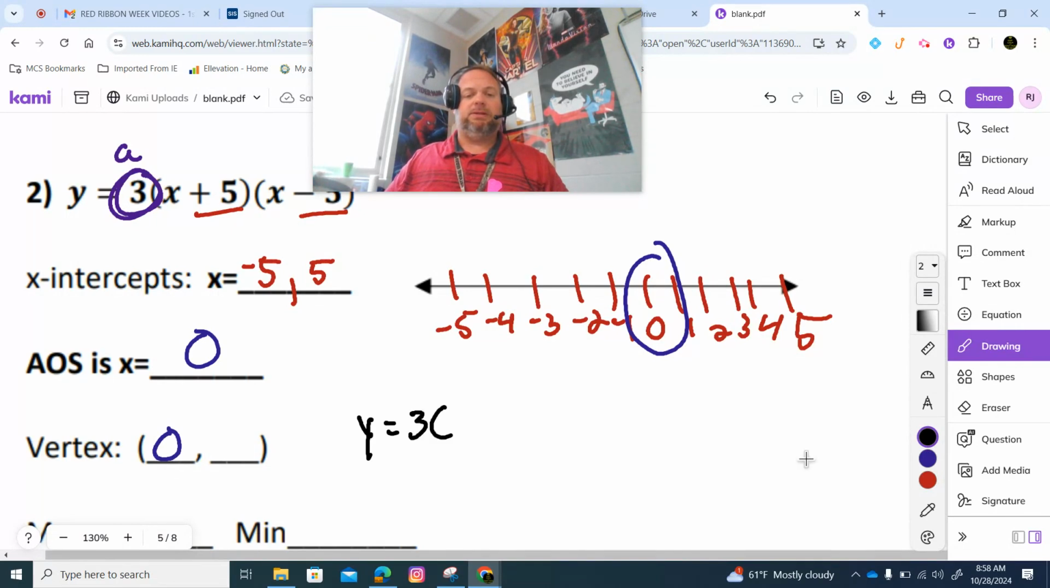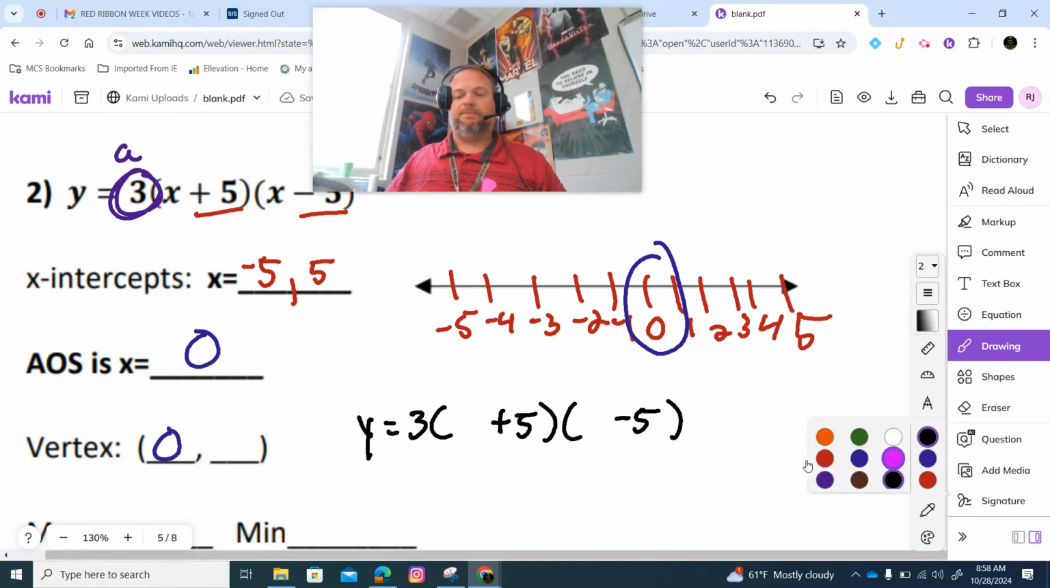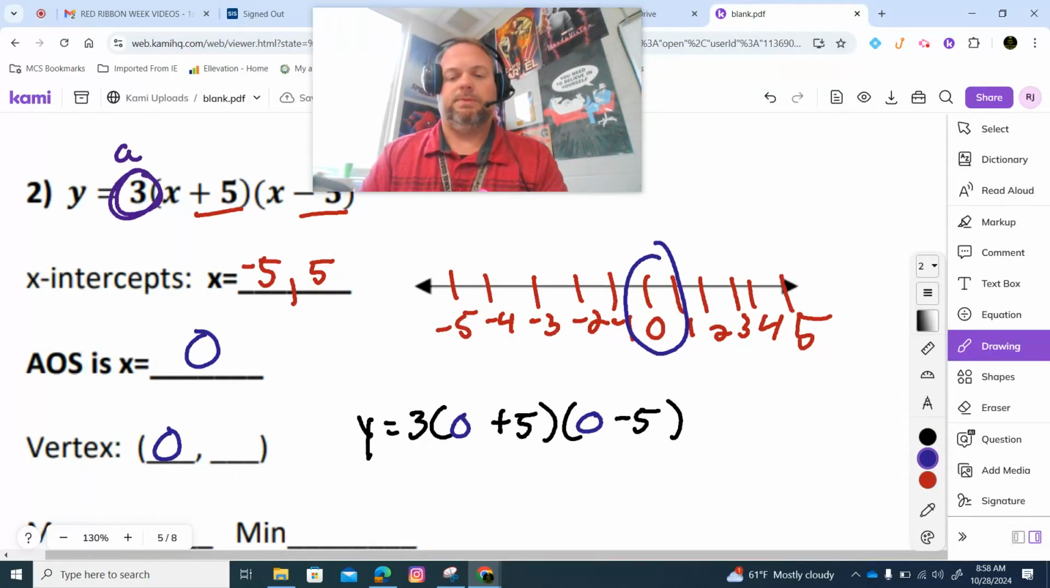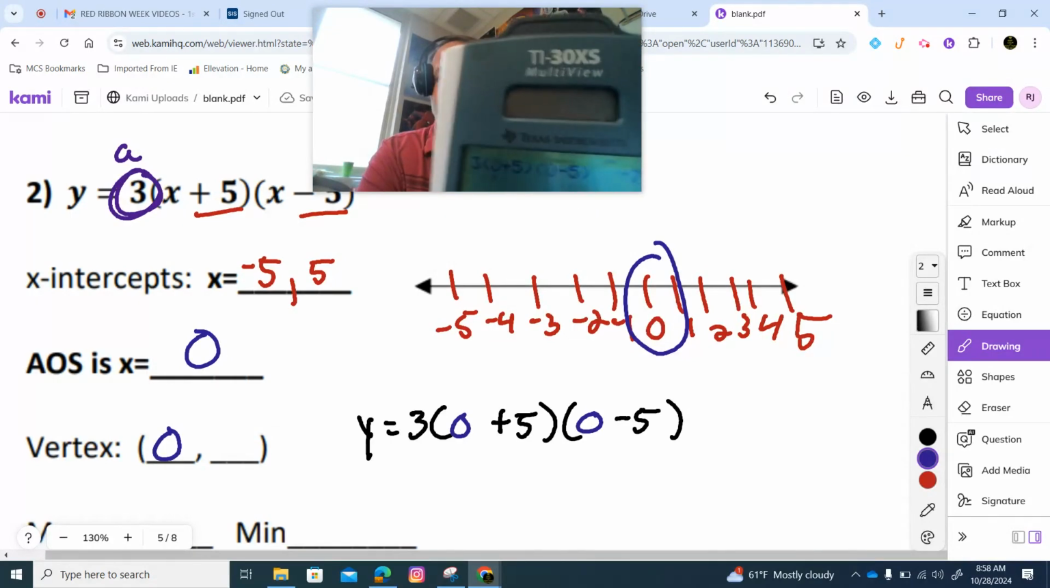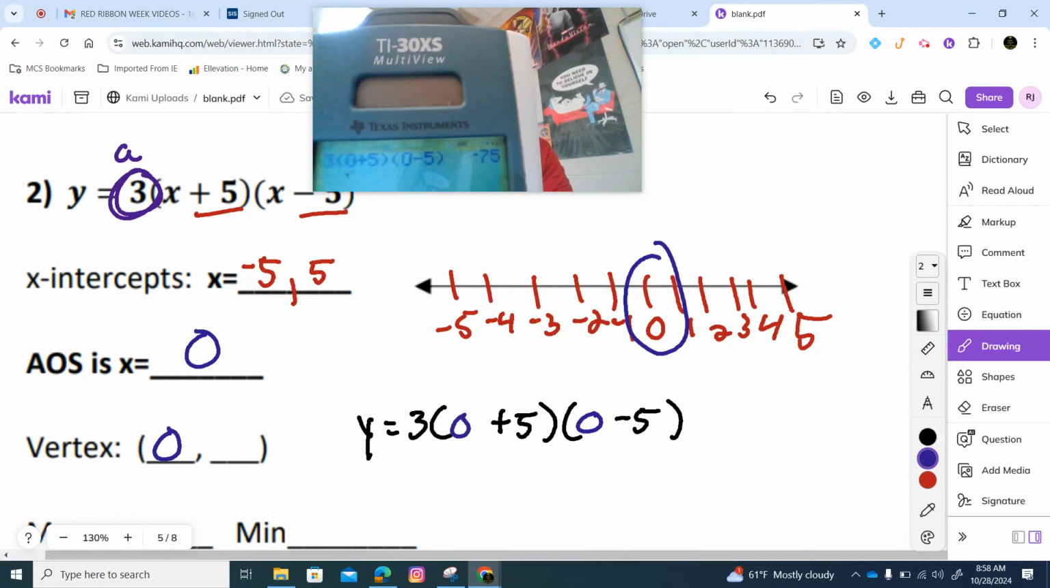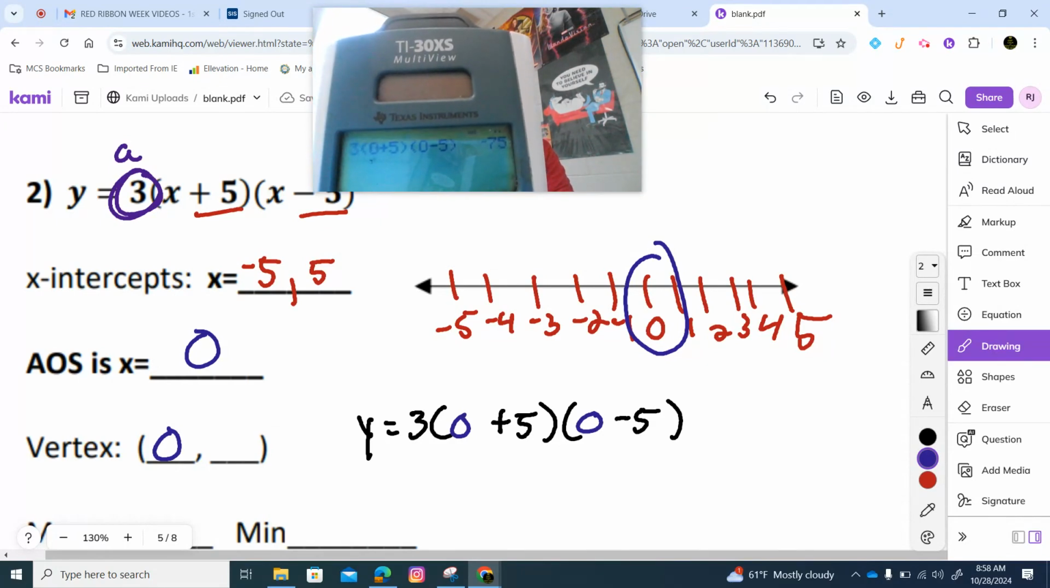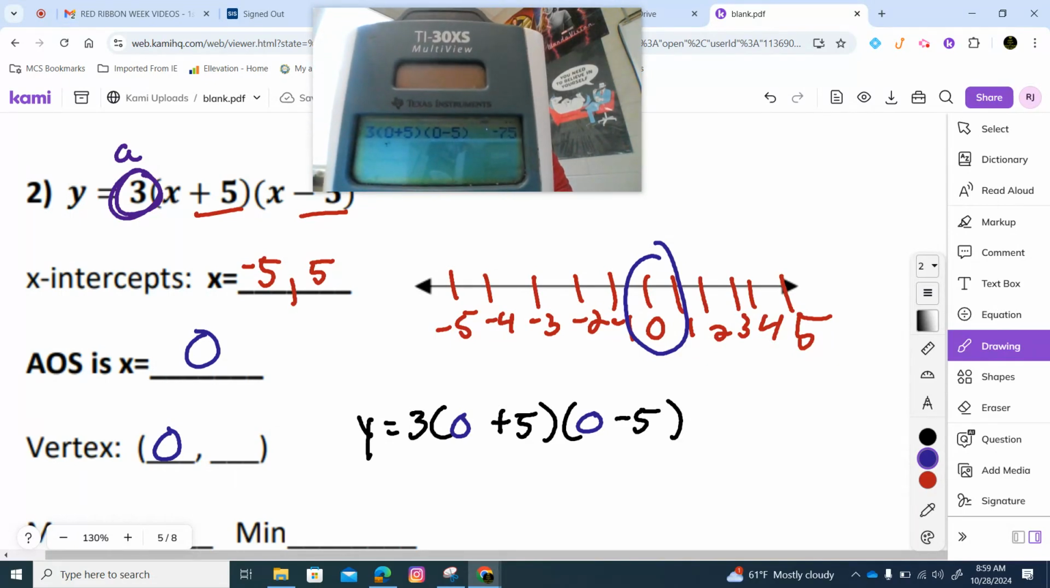Y equals 3 times (x plus 5)(x minus 5). Plug in 0. Wow, negative 75. Well, that should kind of happen, right? Because the zeros go away. We're going to have negative 5 times 5, which is negative 25, then times 3.